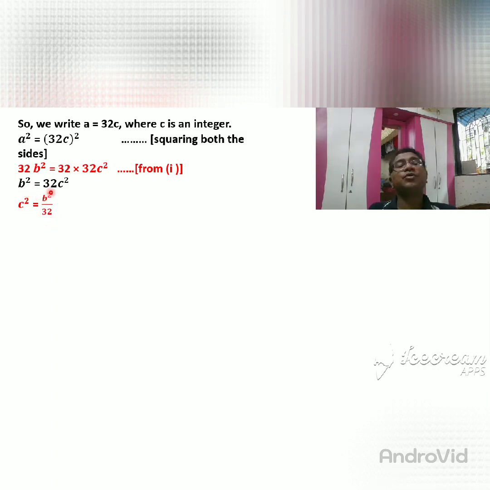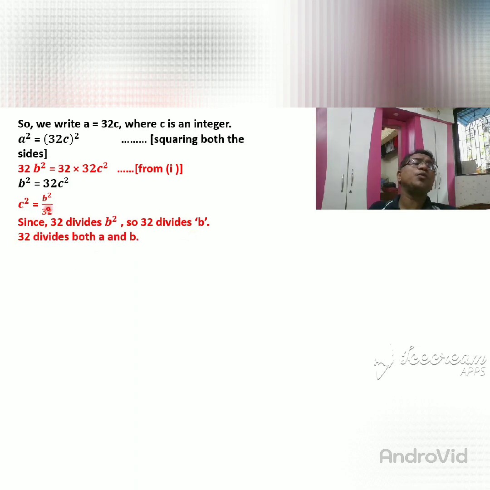c square is equal to 32 c square, so 32 is multiplying here, goes across and divides. So 32 b square upon 32; what remains? c square. So c square is equal to b square upon 32. Since 32 divides b square, 32 divides b also. See, 32 is the denominator and b square is the numerator, so the denominator divides the numerator.